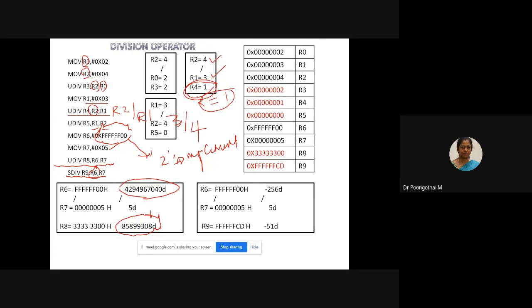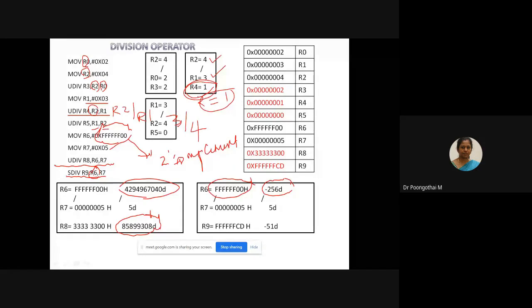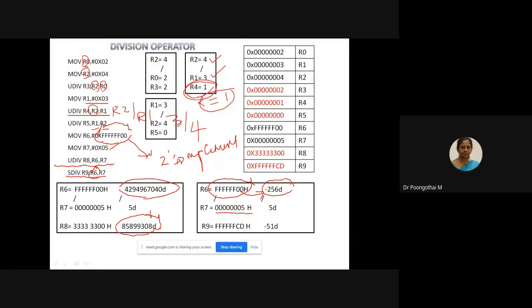So this value is the small negative value. When we consider this as the signed one, the equivalent decimal value for this one is minus 256. So divide this minus 256 by 5, and you will be getting this answer. That is 6FCD, which is equivalent to minus 51D.